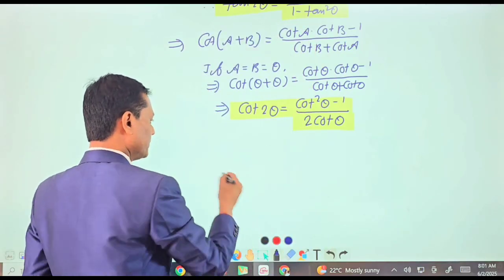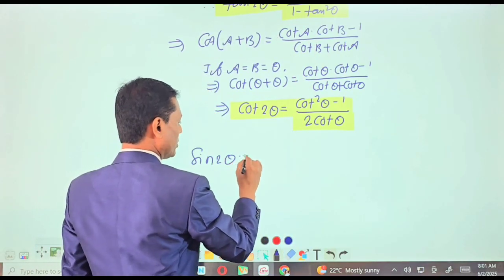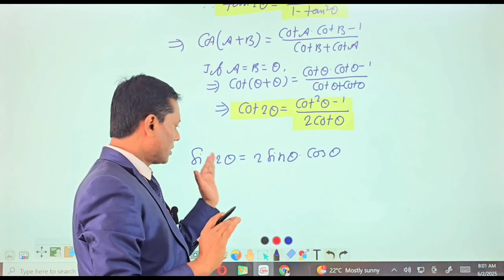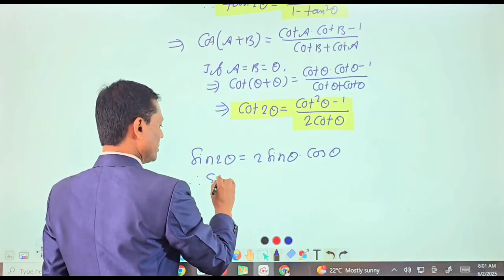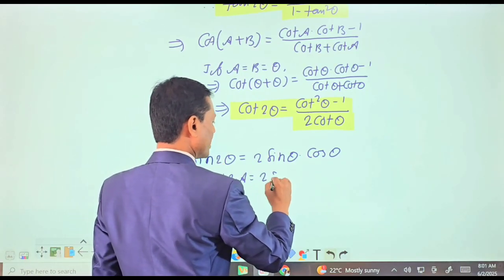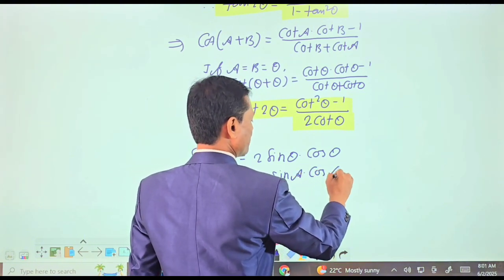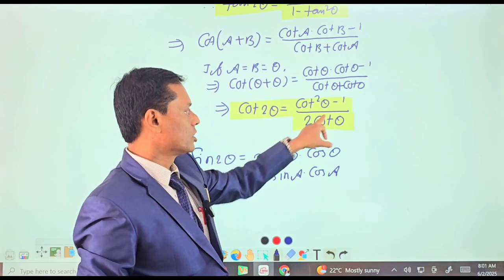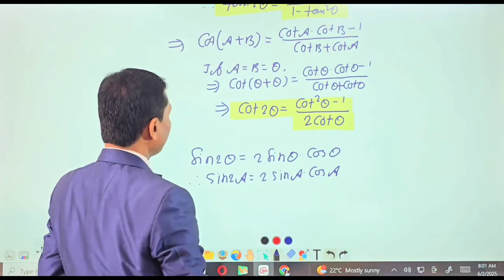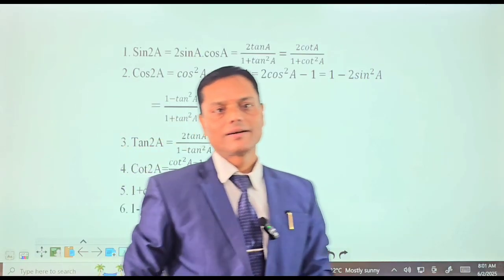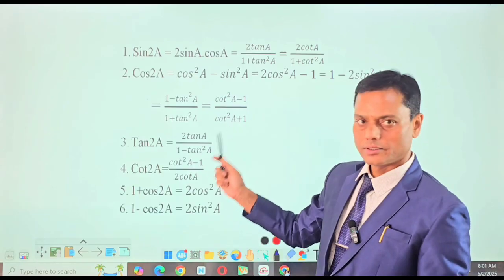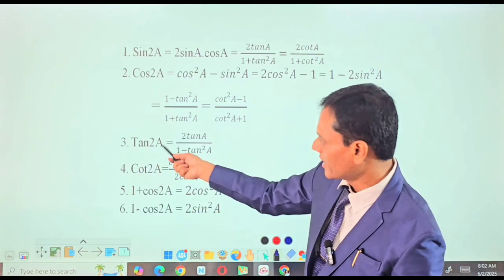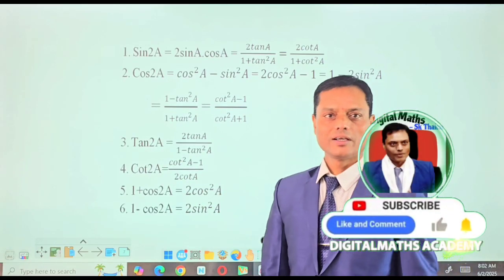We knew that sin 2 theta equals 2 sin theta dot cos theta, isn't it? But if the angle is replaced by a, then we will have sin 2a, that is 2 sin a dot cos a, isn't it? So we can change all the formulae like this, cot 2a equals cot square a minus 1 by 2 cot a, like that. So I have written all the formulae of the multiple angle formula here. Please see carefully: sin 2a, cos 2a, cot 2a, tan 2a, 1 plus cos 2a, 1 minus cos 2a, isn't it?